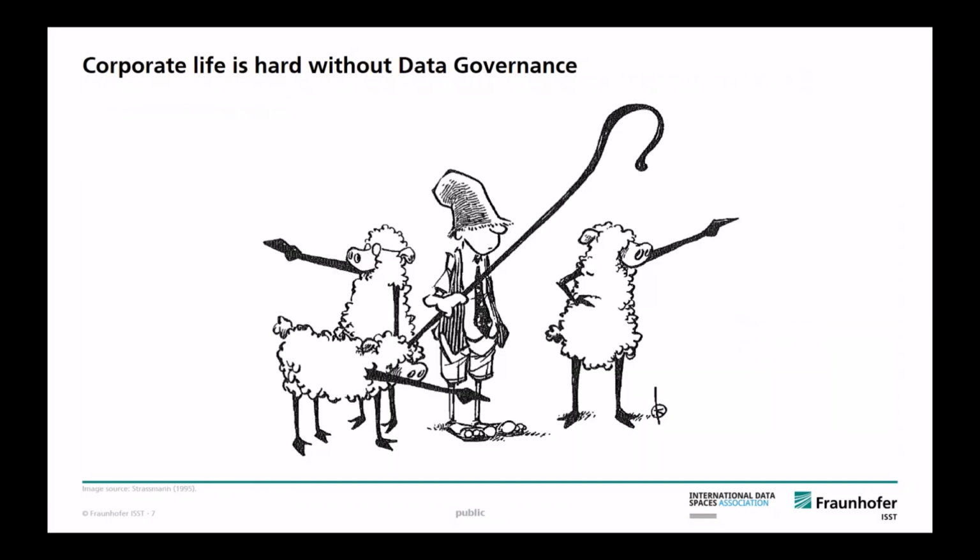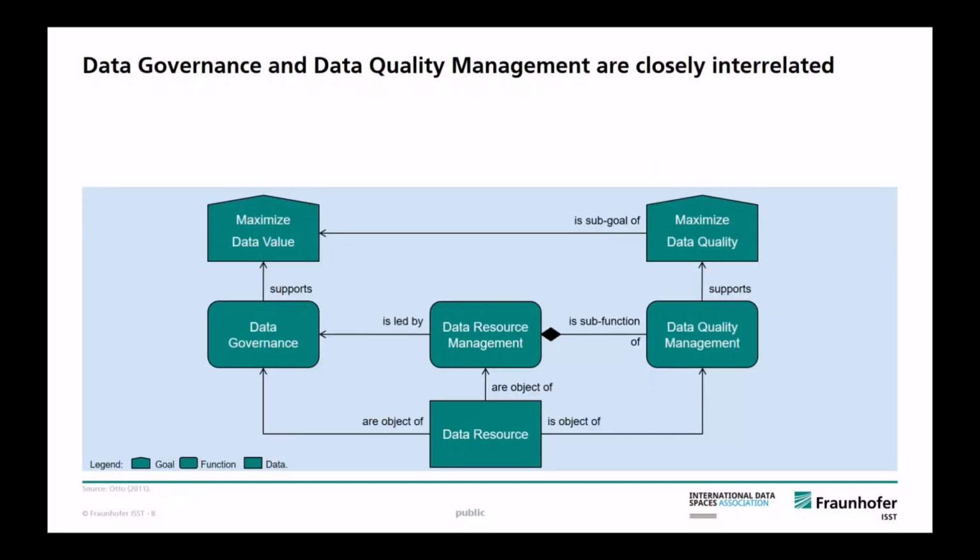So corporate life is pretty hard without data governance, as shown in this little picture here. So you have many people that point into various directions, and the guy in the middle, which is usually either the CFO or the CEO, stands there and is really lost, so to say, without any chance to move things into the right direction. And data governance basically is an approach to give direction to how a company uses its data resource.